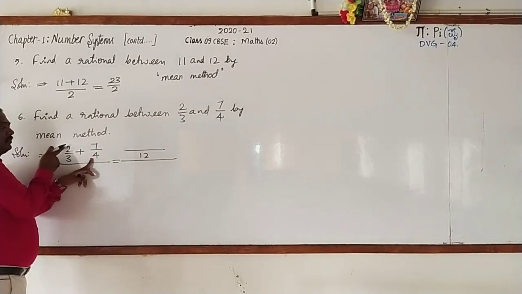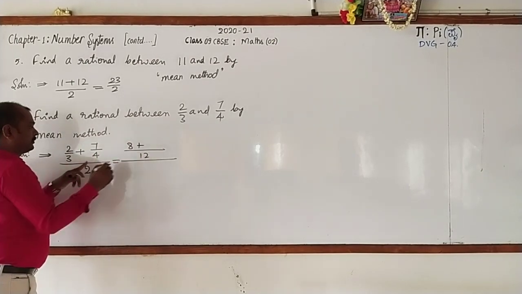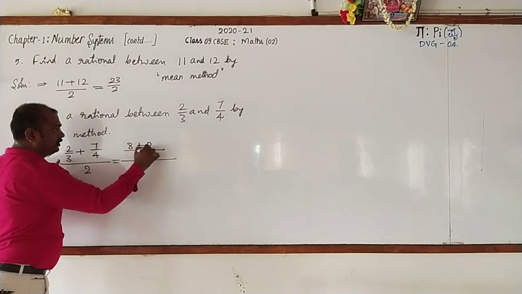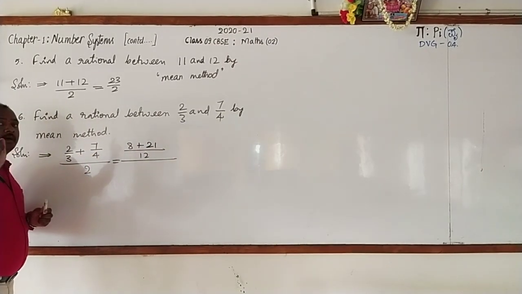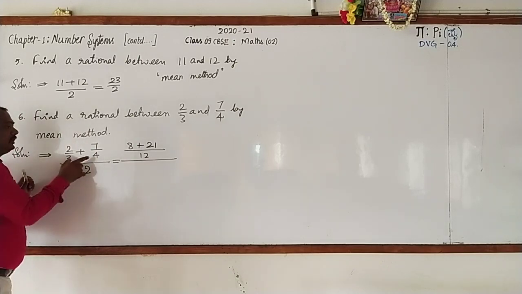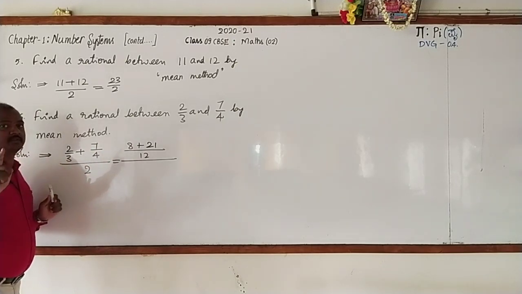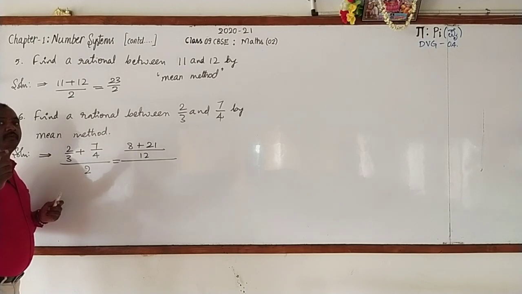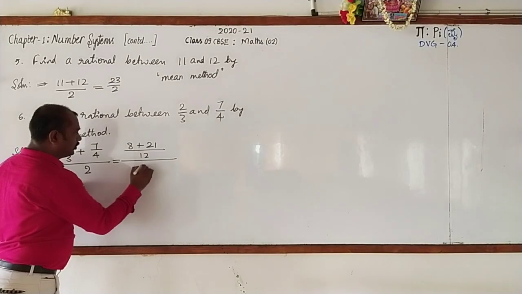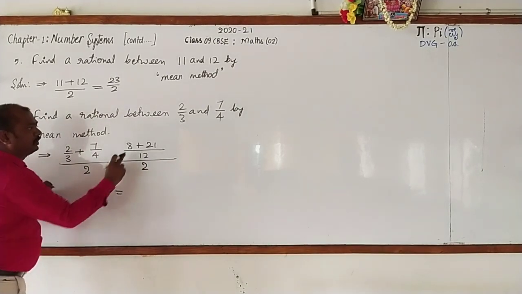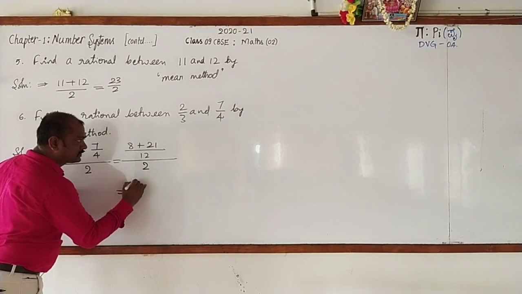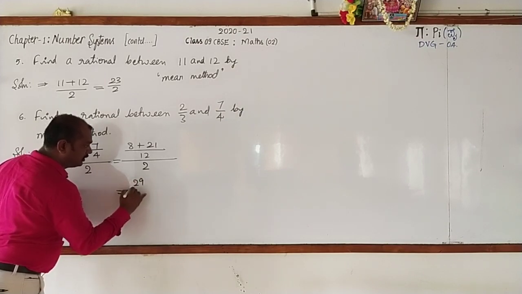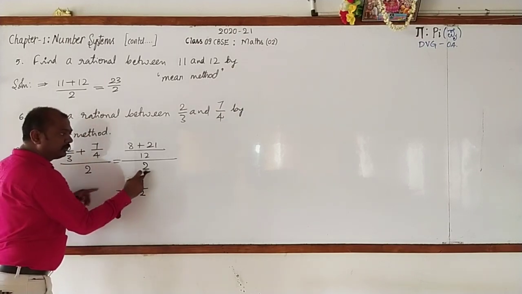Now 4 is there, 4 twos are 8 plus 3 sevens are 21. So this method is applicable if and only if the denominator terms are co-primes. Yesterday only I told you what are co-primes: a pair of numbers having no common factors other than 1. Now whole divided by 2. This is equal to, what is 8 plus 21? It is 29 divided by 12, whole divided by 2.